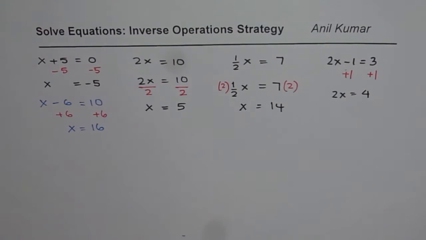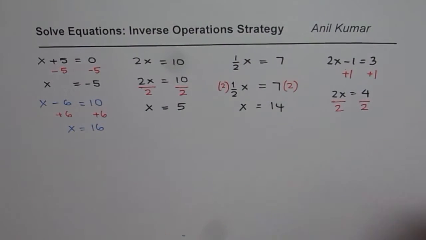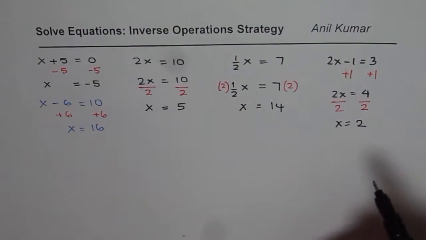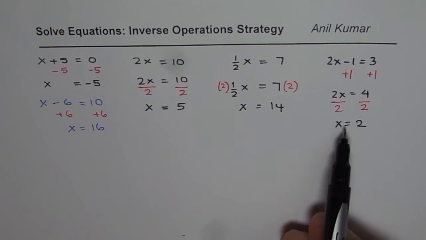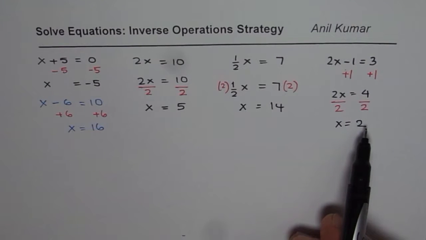Now what should I do? Well, now I can divide by 2 on both the sides. If I divide by 2 on both the sides, I get x equals 2. So that means I do both these operations, right? So that becomes kind of multi-steps. So that is how you can actually solve the equations, right?